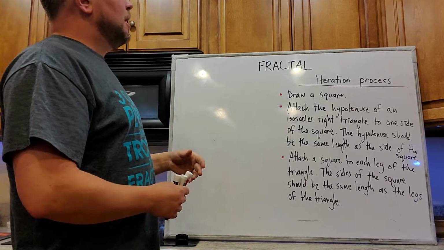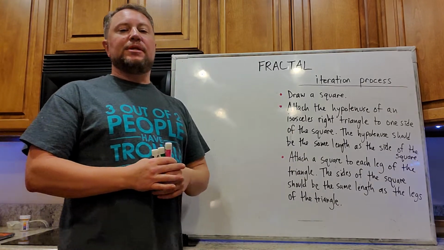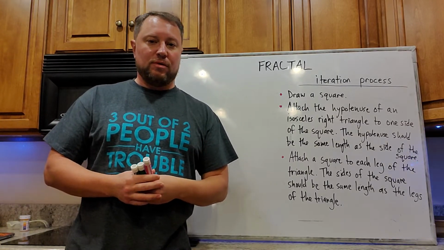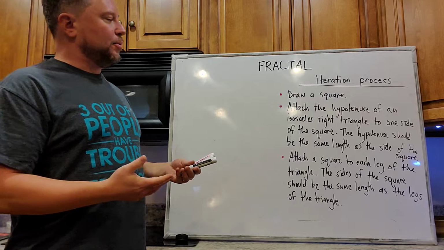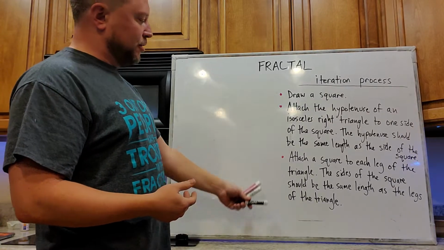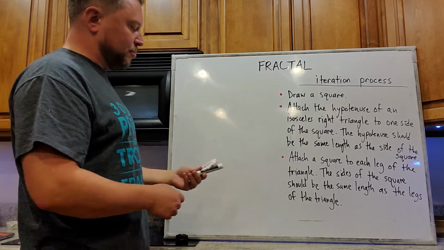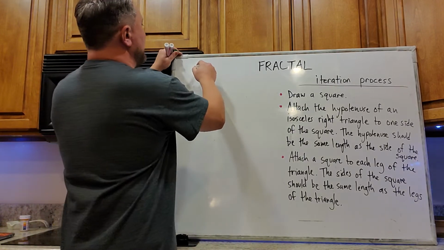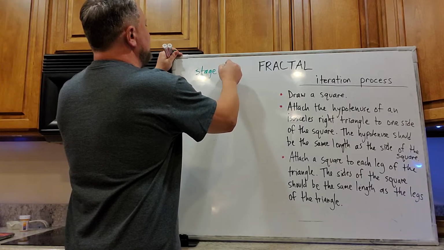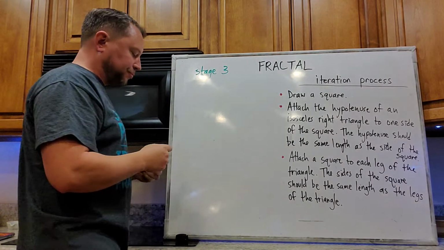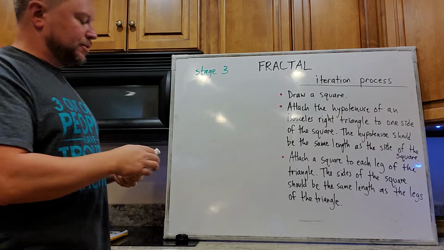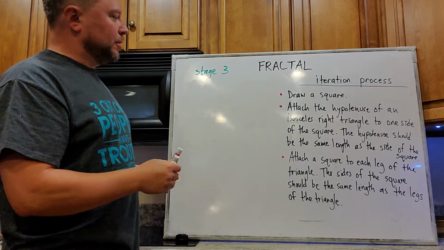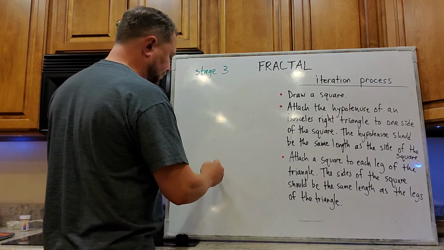Okay, so when we do these problems, they should also specify what stage they want you to go to. So for example, on this fractal, here's the iteration process, and let's say that I told you to draw a stage 3 of this. The first thing that I would do, if I follow my steps here, I'm going to draw a square.